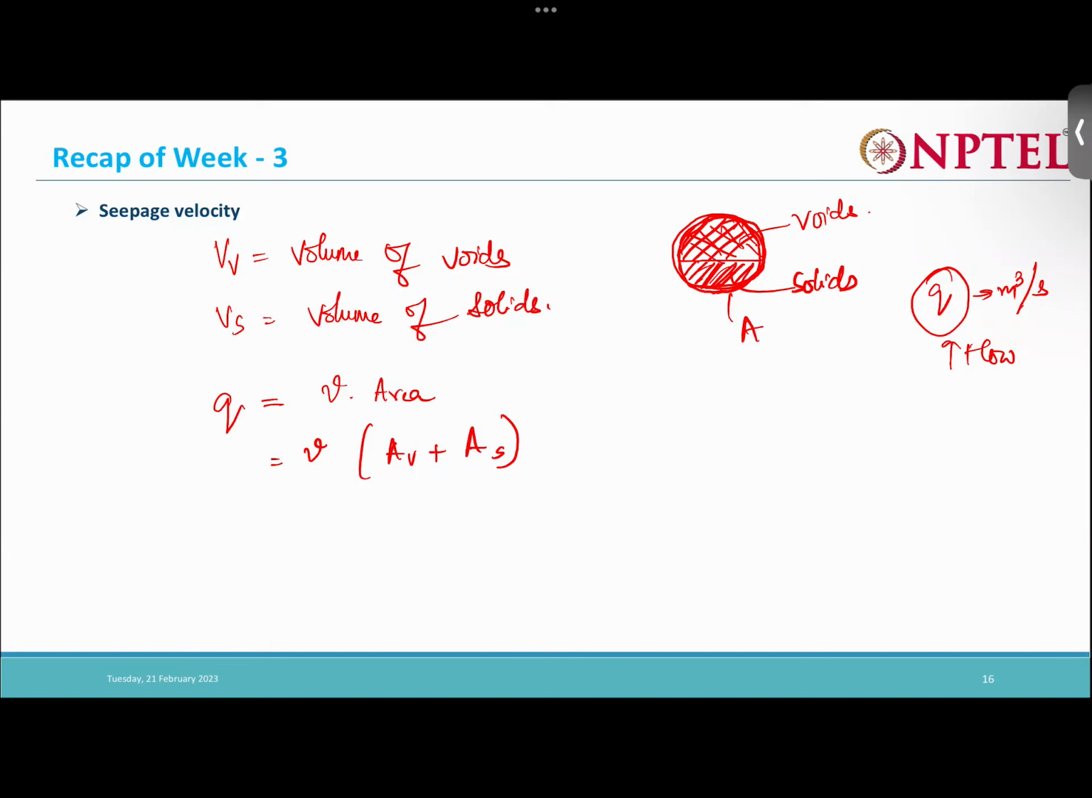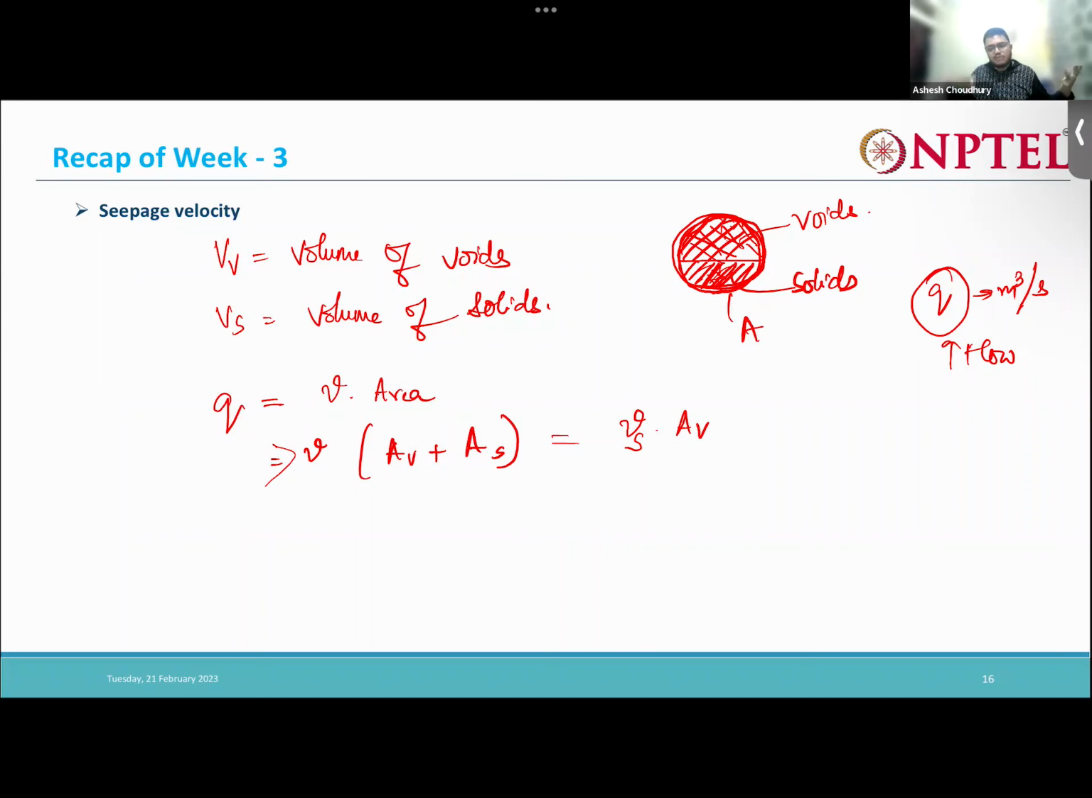My flow is not occurring through this solids part. My actual flow is occurring only through the voids, right? So I can equate this with the velocity through the voids, which is represented by Vs into the area of the void zone, because my actual flow is occurring through only the voids, right?